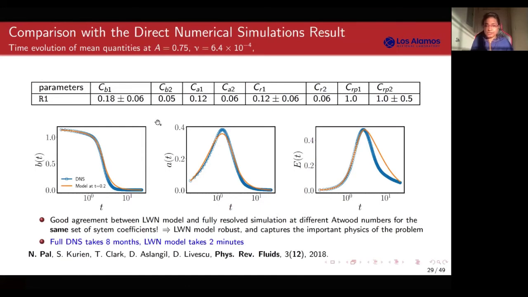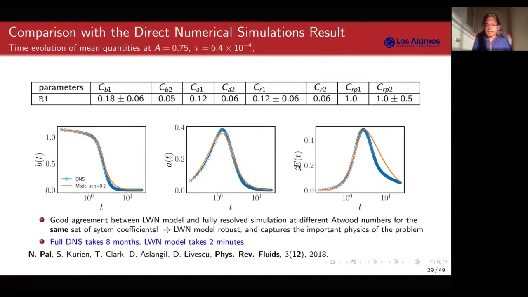For this set of coefficients, we see that our analytical statistical model gives excellent agreement with DNS. Here, blue is the DNS curve and the orange curve is our model result. This agreement is also obtained at a very high Atwood number, that is Atwood 0.75. We have checked that our model also gives this kind of agreement at Atwood 0.05. Our results are in this paper, for the same set of coefficients. So to reiterate, the full DNS takes 8 months, whereas our model takes only 2 minutes and captures the essential phenomena, that is the transition part and the turbulence part of the important quantities under study.